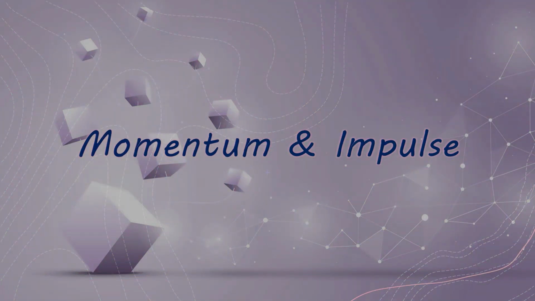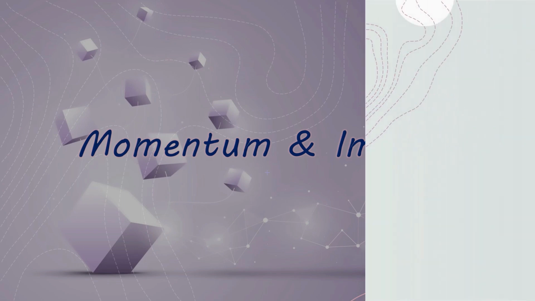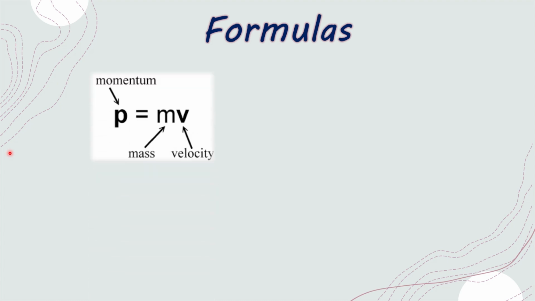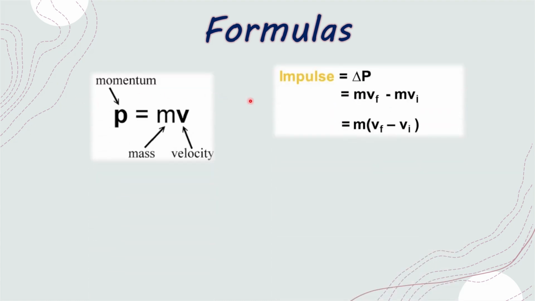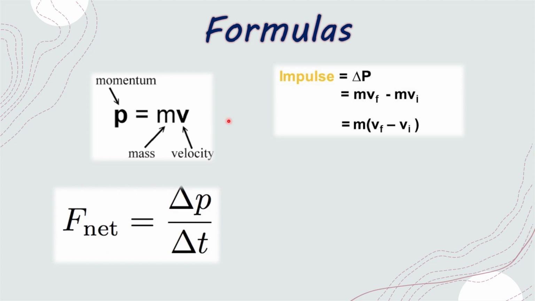Momentum and impulse, we will be looking at past paper examples. Just to recap the formulas, the first one's momentum, the second one's impulse, this is your F-net equation, and this is the most common one when there's a before and after scenario.